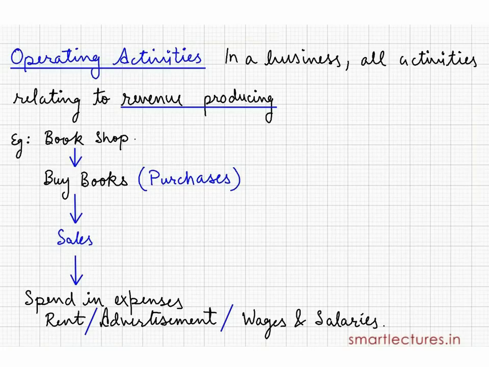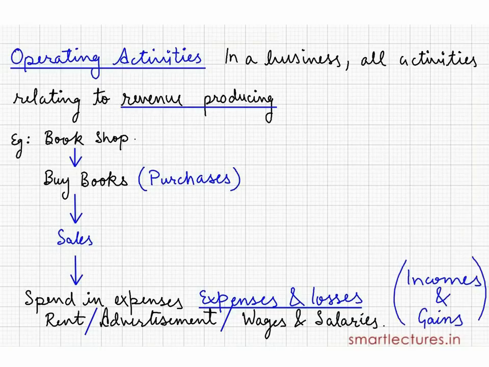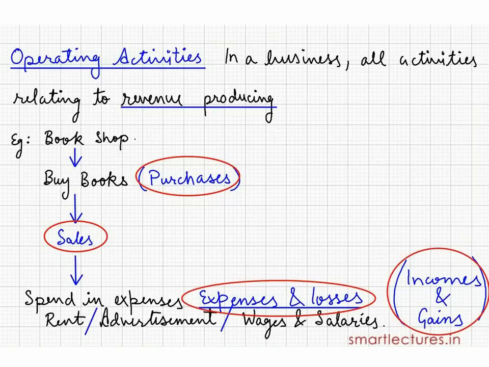So all expenses and losses, they fall in the operating activities. In the same way, all incomes and gains, they fall in the operating activities. So I can say purchases, sales, expenses and losses, incomes and gains. All these four activities are called operating activities.